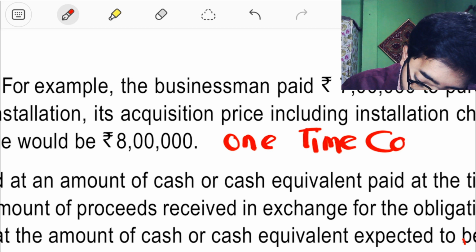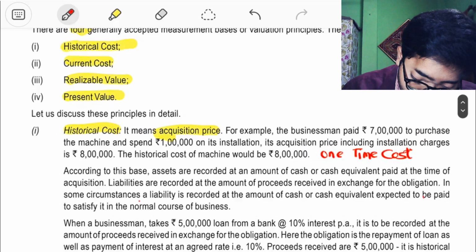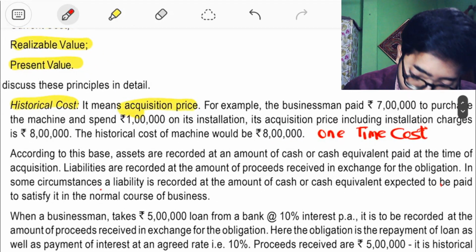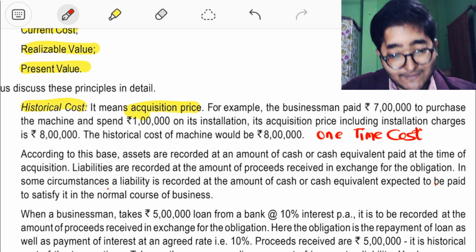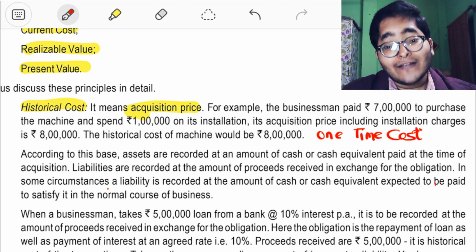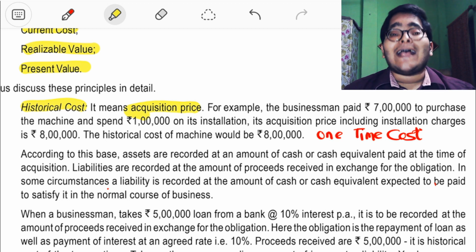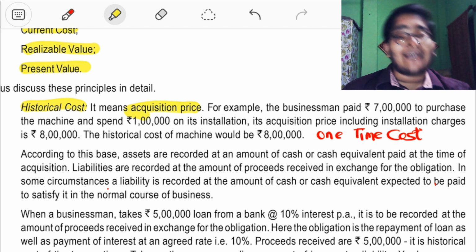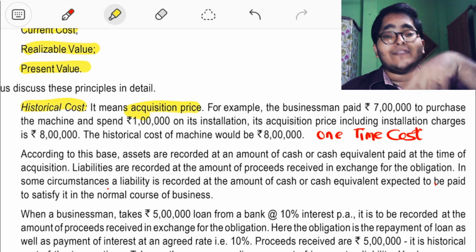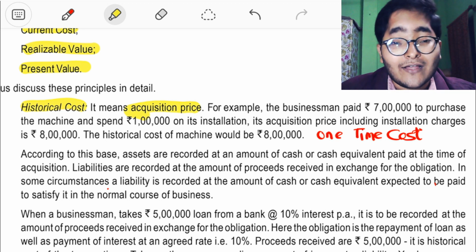One time cost to the business. ये है historical cost. According to this base, assets are recorded at an amount of cash or cash equivalent paid at the time of acquisition. एक एसेट का एक्विजिशन के टाइम पे जितना भी कैश या फिर पेमेंट किया जाता है, कैश पेमेंट या फिर कुछ भी और तरीके से पेमेंट किया जाता है, उसे ही हम लोग एक्विजिशन कॉस्ट या फिर हिस्टोरिकल कॉस्ट कहते हैं.